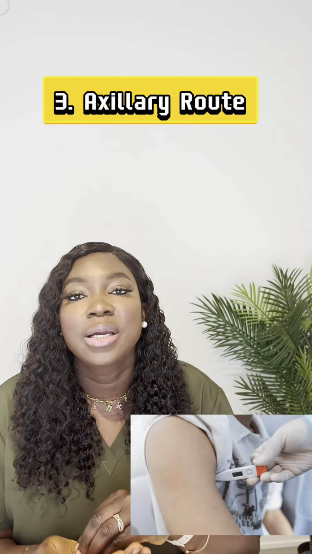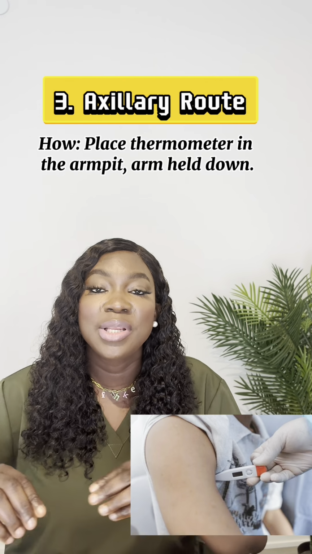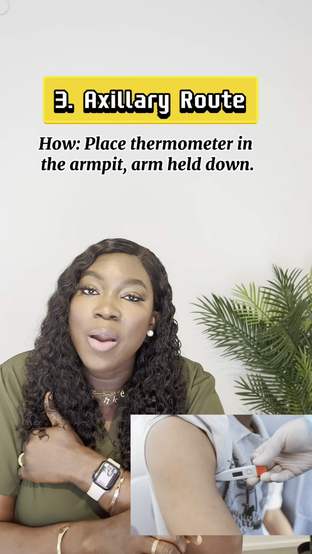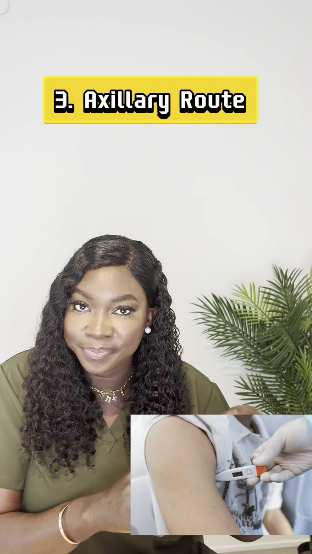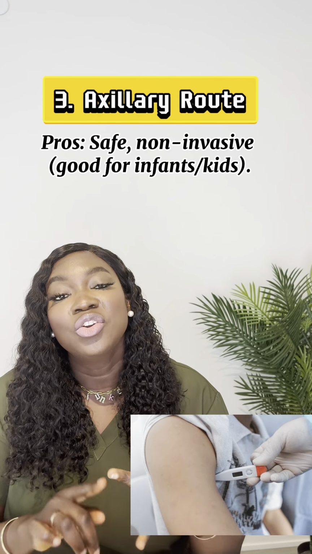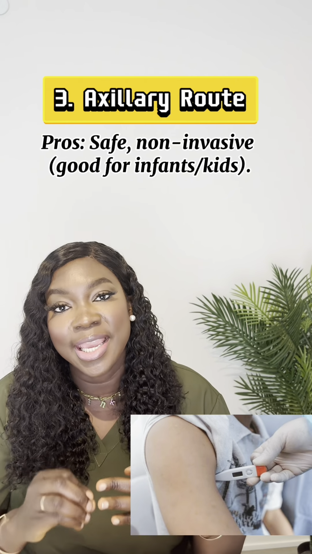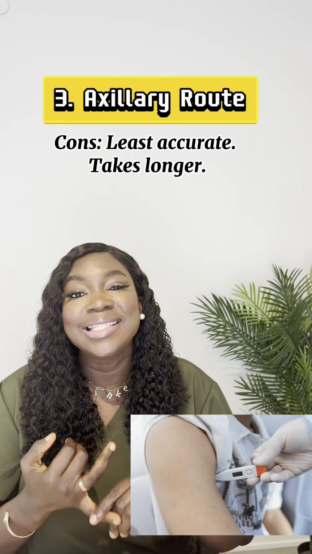The next one is the axillary route. This is when the thermometer is placed under the armpit and the arm held down. Okay. The pros of this route is it is safe, not invasive, and it is good for kids and infants. The cons of this route is it is less accurate.